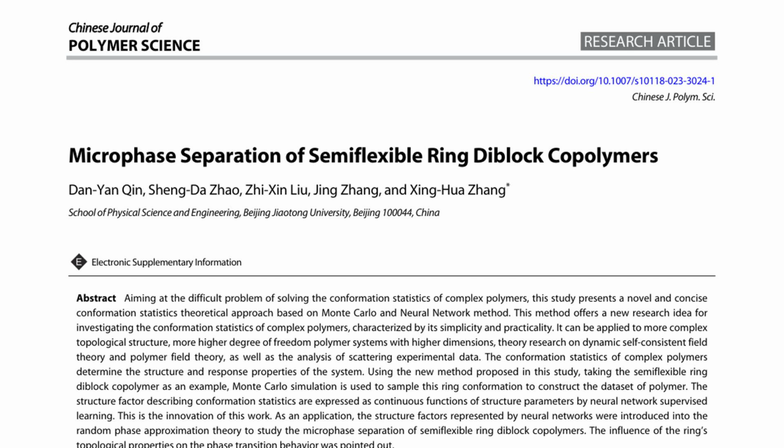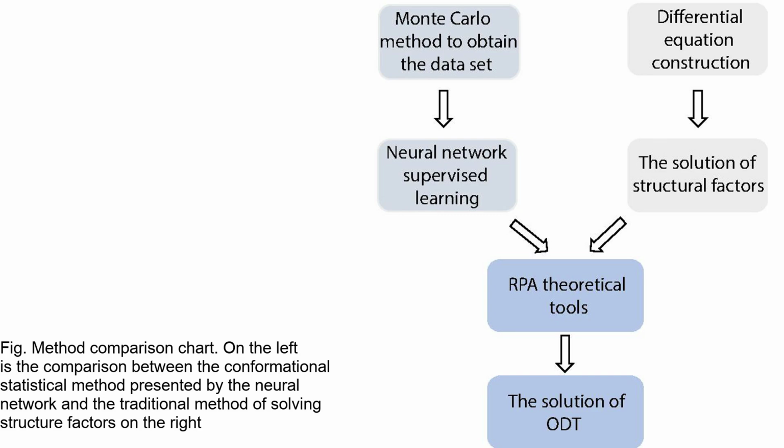as a solution. The paper explains the methodology used, which involves Monte Carlo simulation to sample the conformational states of semiflexible ring copolymers and calculate the structure factors. The dataset obtained is then used to train a neural network to obtain a continuous function of structure factors based on rigidity coefficients and wavenumbers. This trained neural network is incorporated into the random phase approximation theory to study the microphase separation and calculate the ordered-disordered transition points. Overall, the introduction provides a comprehensive overview of the paper's objectives, the significance of the research, and the methodology employed.